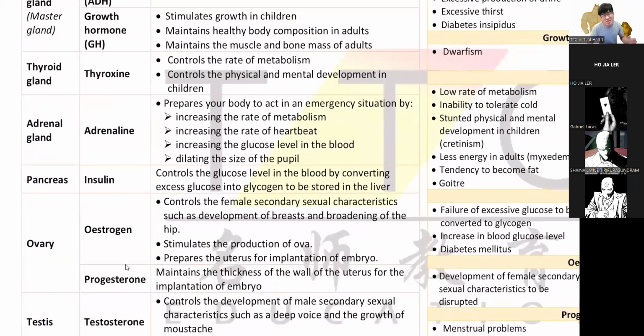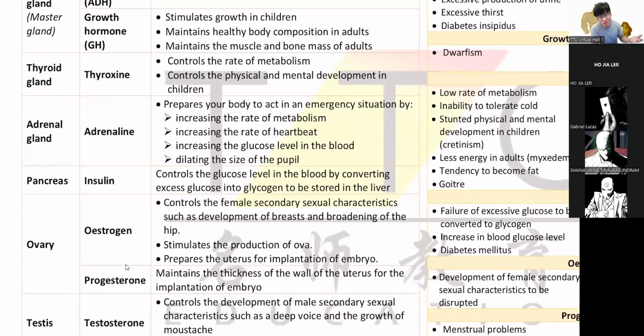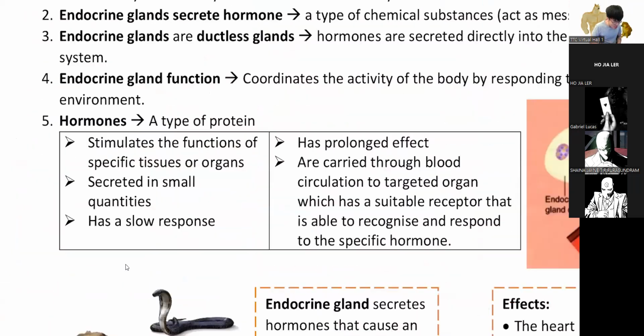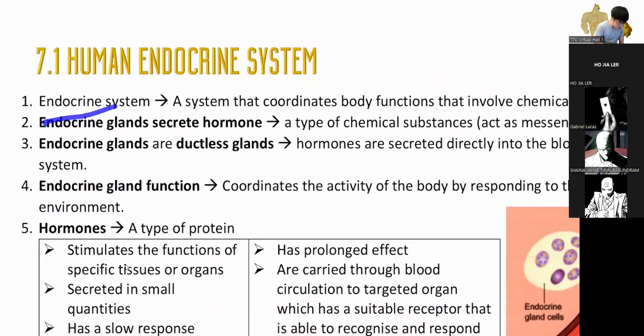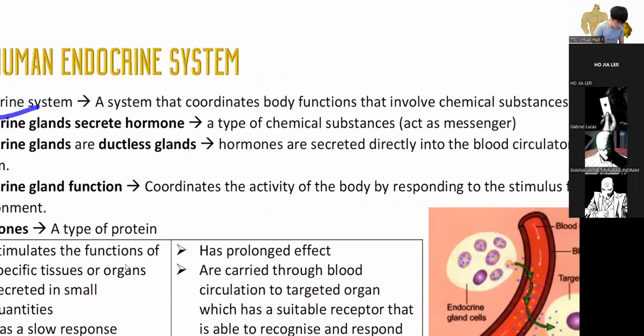Hormones, I can talk about them the whole day, because this is a very interesting system. Anyway, this is what we call our human endocrine system, endokrin manusia, for those who are taking BM. So what is an endocrine system? The endocrine system is a system that coordinates body function. Do you know what coordinate means? Coordinate means to arrange things, to put it simply.